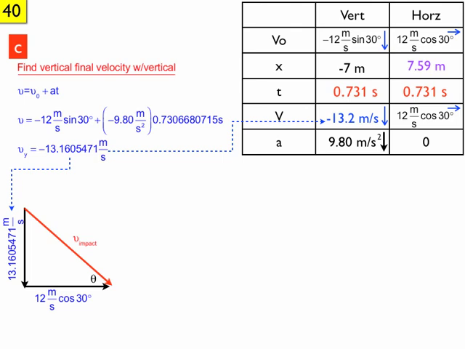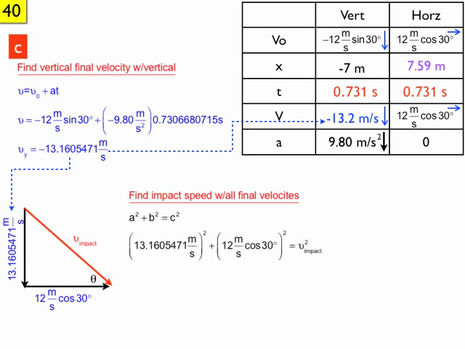So at this point, I'm done with the physics. It's time to do a little bit of math. So I'm going to find the impact velocity speed with all the final velocities. In other words, I'm going to use Pythagorean theorem to find the length of the hypotenuse. And when I do that, I get the impact velocity to be 16.7 meters per second.